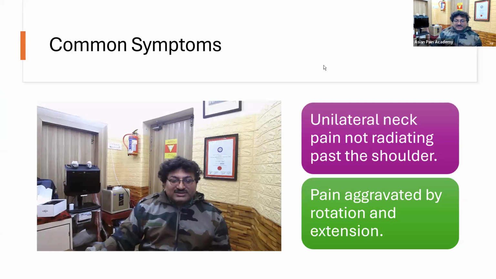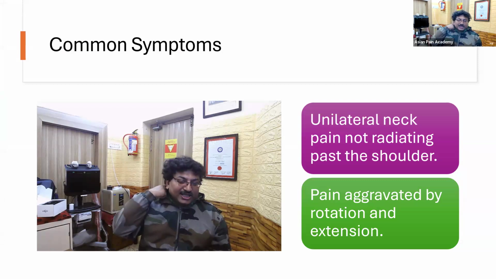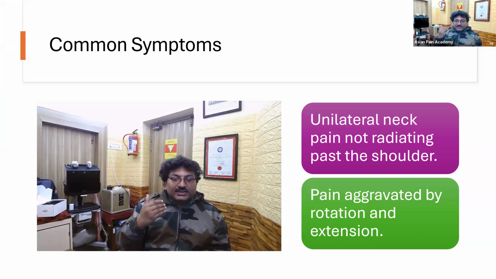Now coming to the symptoms and diagnosis. So what does a cervical facet pain cause? It causes a unilateral neck pain. That means as the facet is situated not at the center, rather at the side, it is usually affecting the side where it is affected. For example, if the left-sided facet joints are involved, pain will be towards the left side of the neck. If the right side is involved, pain will be towards the right side of the neck.